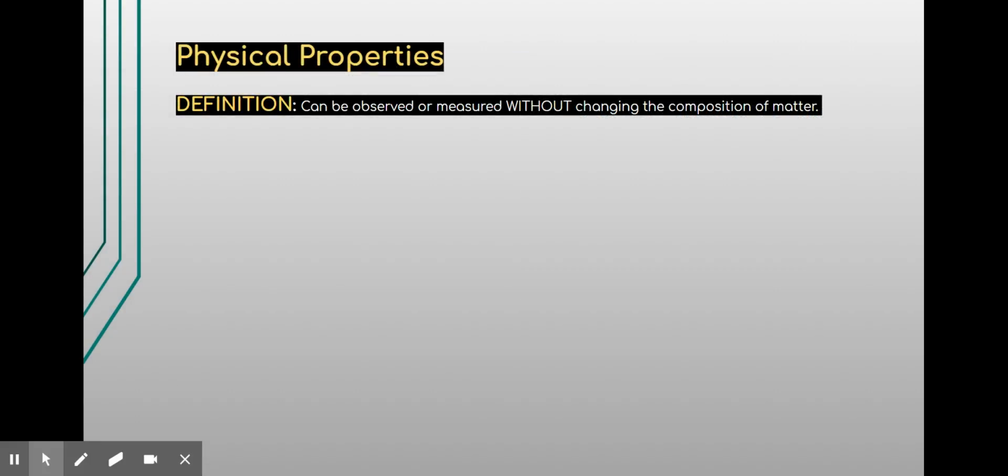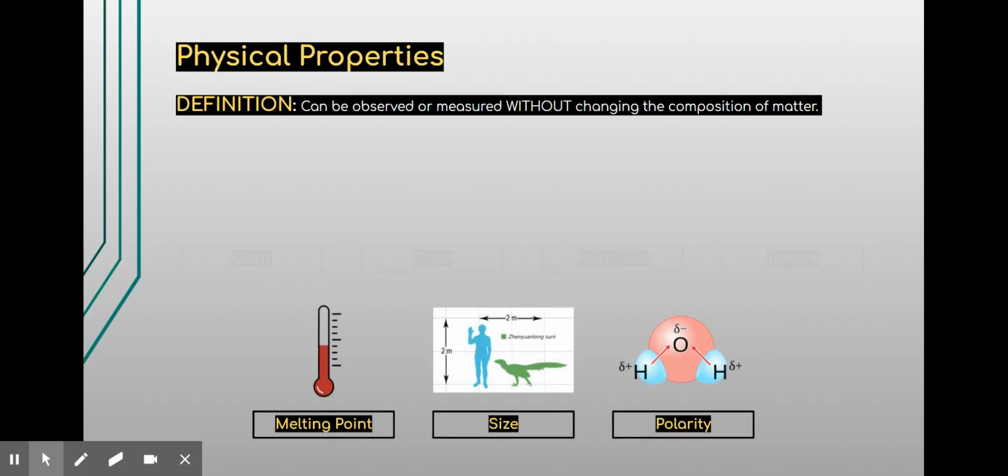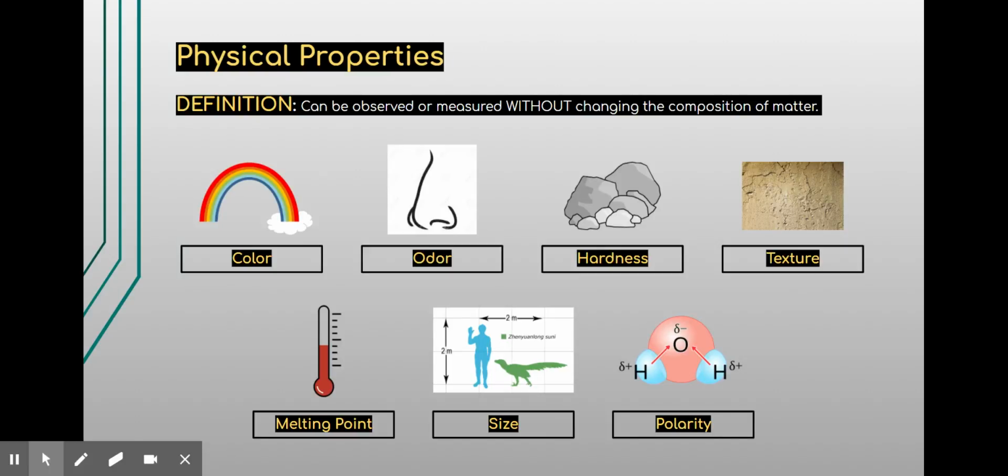Physical properties can be observed or measured without altering the composition of matter. So melting point, size, texture, hardness, color. These are often things we can describe with our five senses. So I can look at an orange and I can tell you its color. I can tell you its texture. If I touch it, I can tell you what type of smell it's giving off.